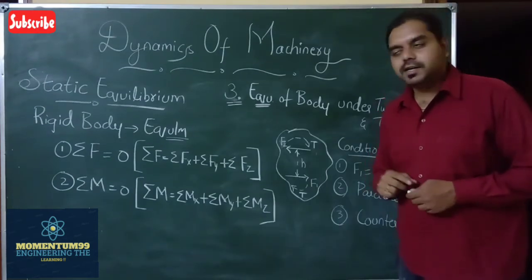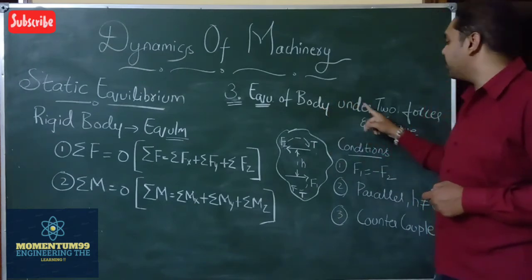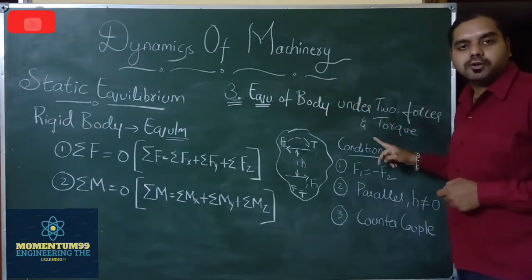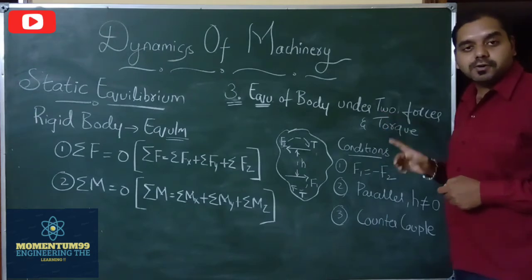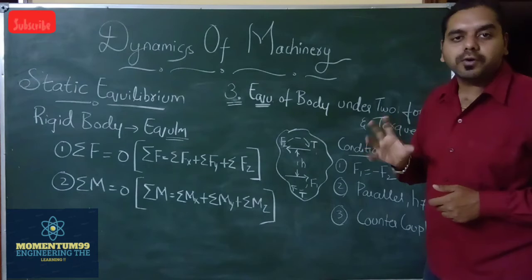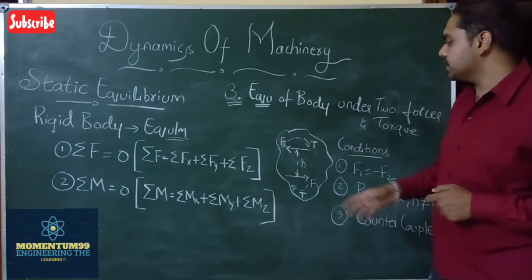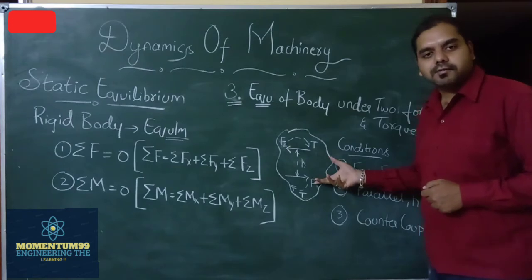Moving on, the third case is studying the static equilibrium of a body which is acted upon by two forces and a torque. Now, as I said earlier, force tends to give the body a straight line motion, whereas torque tends to rotate or twist the body on which it is acting. Now let's consider this diagram for this third and final case.